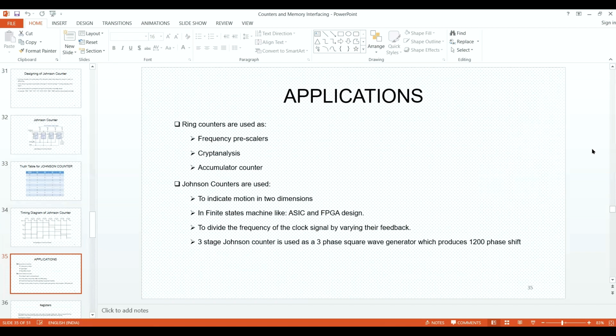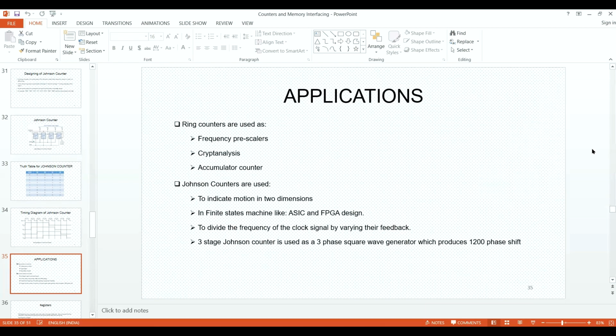Over here, I just want to mention there is a difference between microprocessor and microcontroller. A controller is for a specific purpose and a processor is for general purpose. Similarly, the Johnson counter indicates motion in 2 dimensions. It can go with ASIC or FPGA design. You can search out what FPGA is, but if you want to know from my side, it is field programmable gate array. We can vary the frequency of the clock by varying the feedback, and we can use different phase shifting for the ring and Johnson counter.